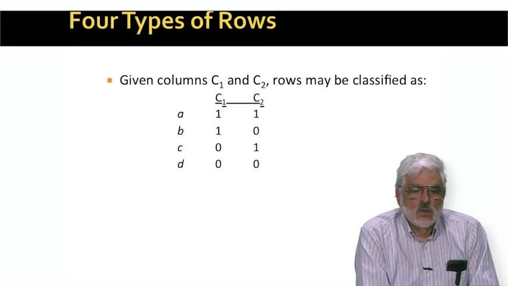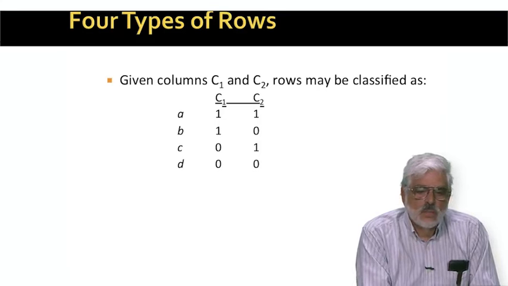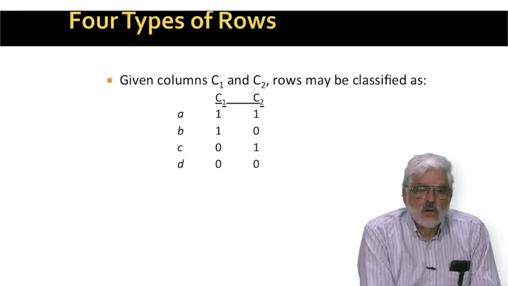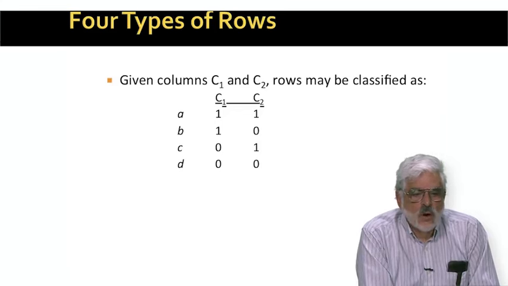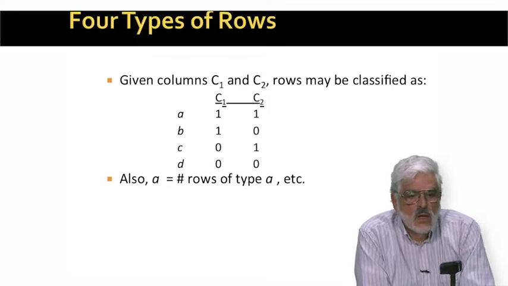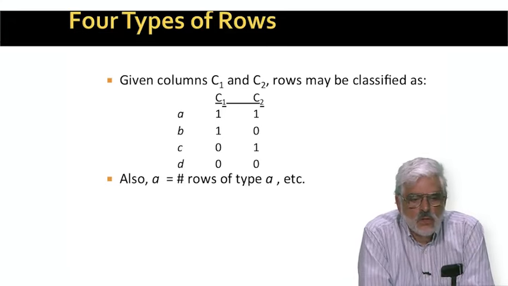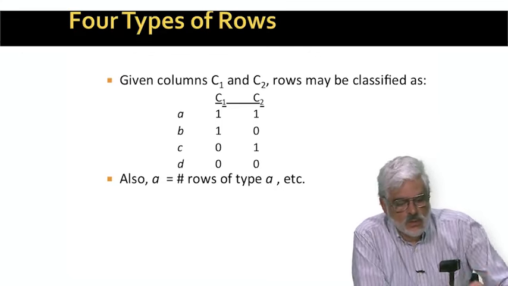Our first step will be to observe that given 2 columns, we can find 4 different kinds of row depending upon which bits are present in that row. For example, a type A row has 1 in both columns. Notice that if the matrix is sparse, most of the rows will be of type D, with zeros in both columns. I find it useful to abuse the notation and use A, B, C, and D also as integers representing the number of rows of types A, B, C, and D in the matrix.